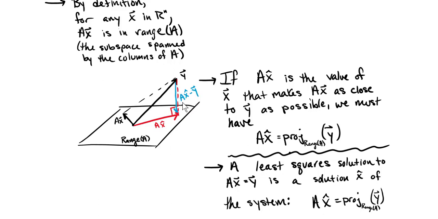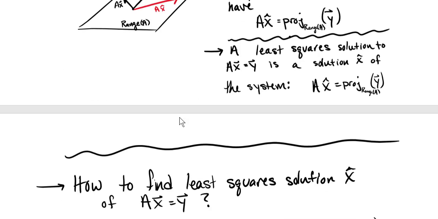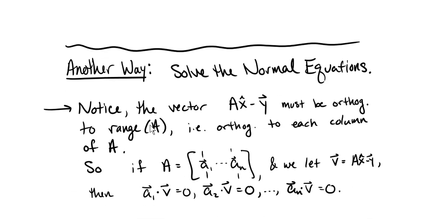And notice, since this is the vector between y and its projection into the range, then this Ax hat minus y should be, in this case, pretty clearly orthogonal to the range, right? This right angle here, it's orthogonal to the range of A. So down here, that's what I'm discussing, that for this x hat solution, Ax hat minus y must be orthogonal to the range of A, which really just means, since the range of A is spanned by the columns of A, it must be orthogonal to each column of A.